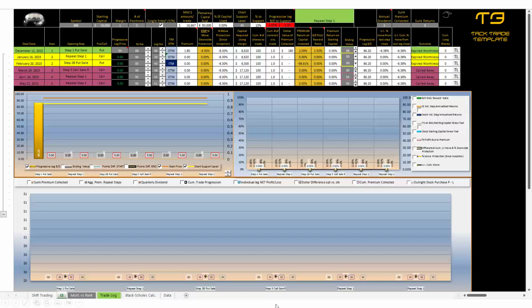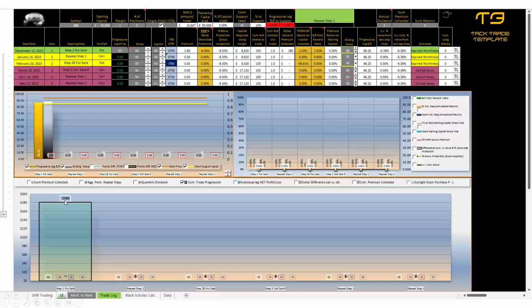Let's activate the progressive leg break even. This always will show you where you are within the cycle of this T3 strategy as far as your break even is concerned. Let's activate the ending stock value. Let's go ahead and activate the cumulative trade progression. Where do we stand at the end of step 1?